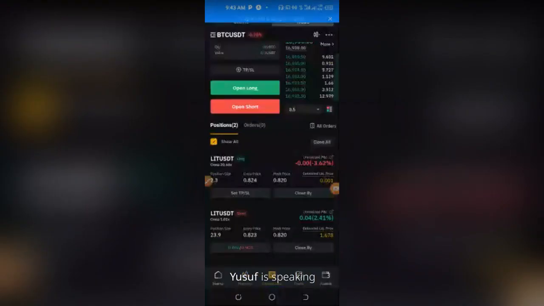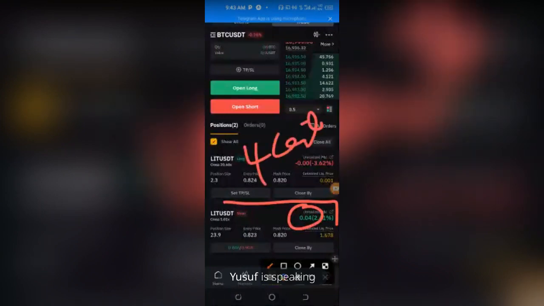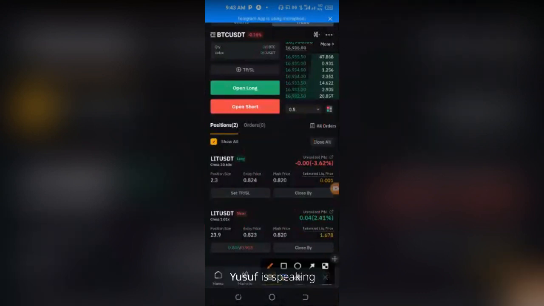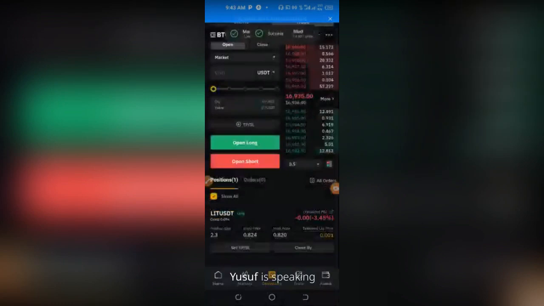As you can see my screen now, you see the trade on leads, the one I shorted is coming to my favor. I'm on profit now. See, I'm on 2.4% profit. That's 0.4. I'm on 4 cents profit. So I'll be closing this now. For me to close, I can click on close by market price, I'll just confirm. See, the trade is closed.